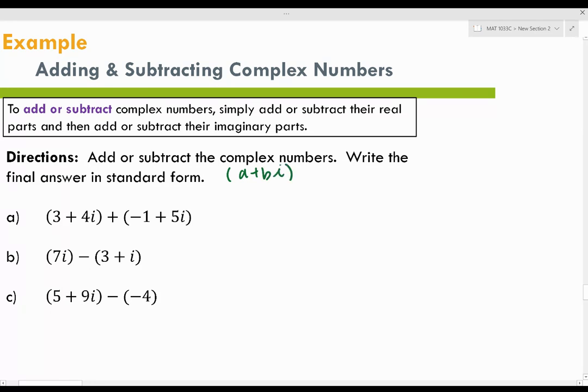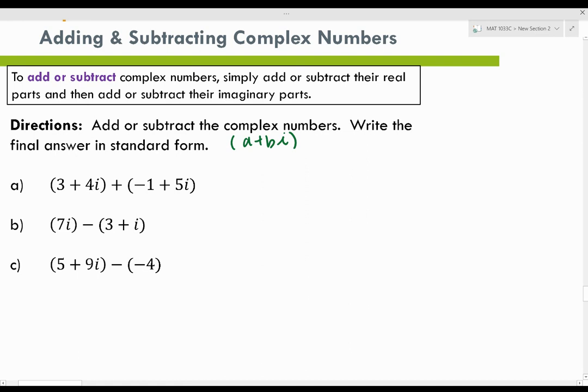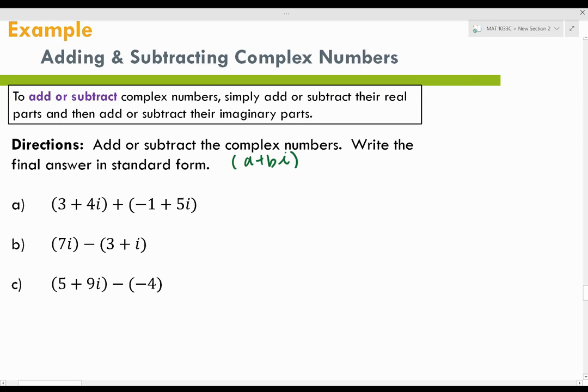Okay, so let's look at a. So for a, we have 3 plus 4i plus negative 1 plus 5i. Okay, so when we're doing this, we're going to combine the real parts of our number. So the real part of the first number is 3. The real part of the second number is negative 1. So 3 minus 1 is 2. Then we're going to look at their imaginary parts. We have 4i plus 5i. So 4 plus 5 is 9, 9i. That would be our answer for the first one.